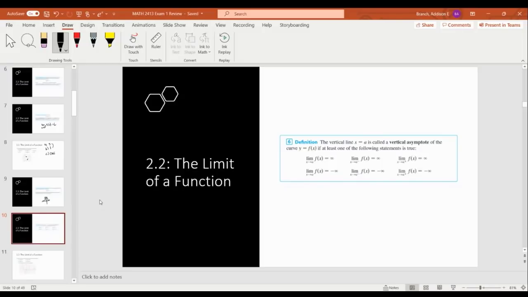And whenever we have a limit that approaches either positive or negative infinity, it can be on one side or both sides. It can be the right-handed side, the left-handed side, or both. We consider that to be what's called a vertical asymptote, and that's essentially the definition. A vertical asymptote is whenever your limit approaches positive or negative infinity.